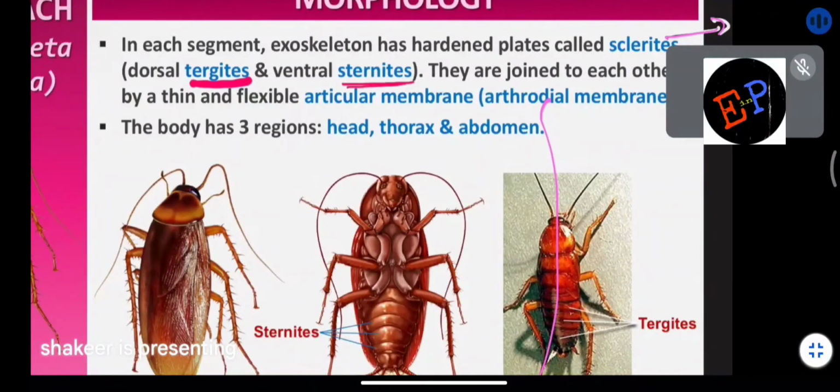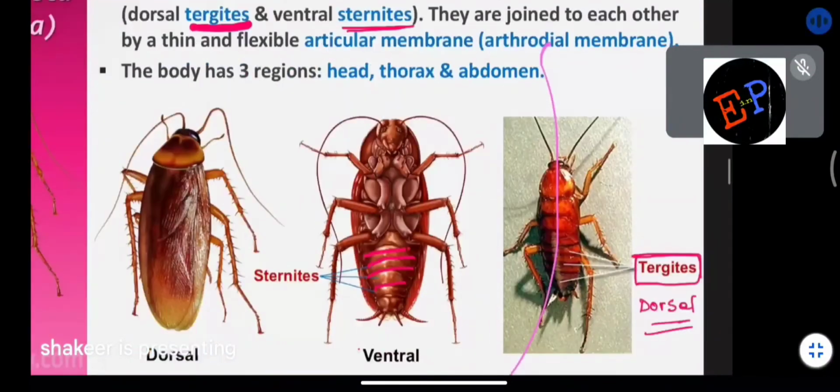So see in the figure here, you can find these tergites, no? So they are present on which side? They are present on the dorsal side, on the back side of this cockroach. They are called tergites. And on the front side, you will find this kind of structures, no? This kind of structures you can call sternites. And they are present on which side? They are present on the ventral side, that is on the front side of the abdominal region of this cockroach.